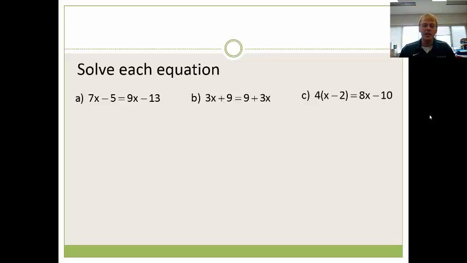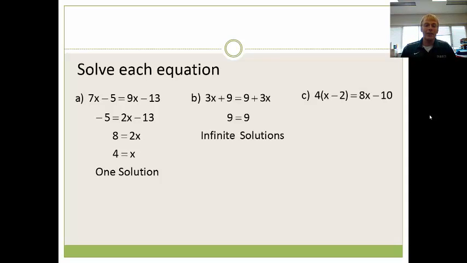Welcome back. Let's see how we did. So the first equation we can see was one solution. We got x equals 4. The second equation, we ended up with 9 equals 9, which is a true statement, so it's infinite solutions because the variable terms canceled out. The third equation here is no solution because the variable terms canceled out, and -8 does not equal -10. That's false, so we have no solution there.